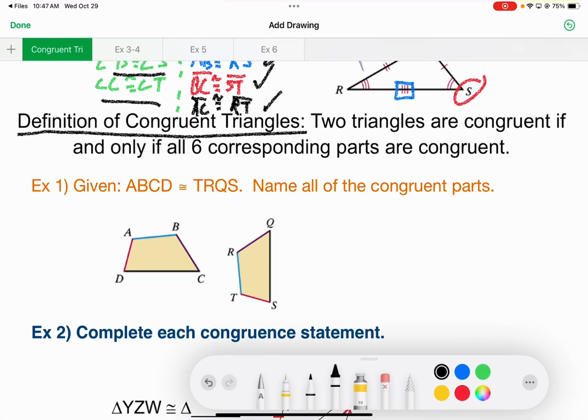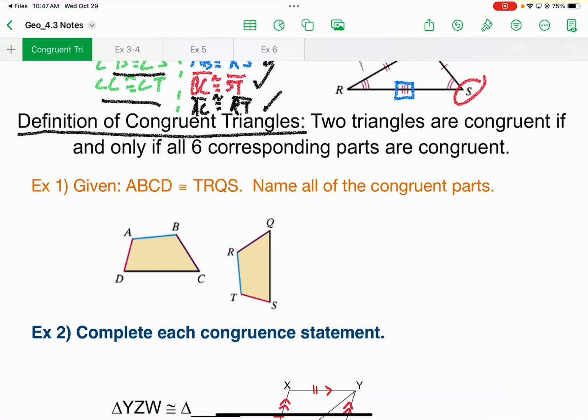All right, let's do this again. Let's list all of our corresponding parts for our picture down below here, okay? So given ABCD is congruent to TRQS, list all of your corresponding parts, okay? How many sides do I have? 4. So I have 4 sides, which means I should also have 4 angles. So how many pieces am I going to list here? More than that. 4 for each one, so 8 total, right? So 4 sides and 4 angles, okay?